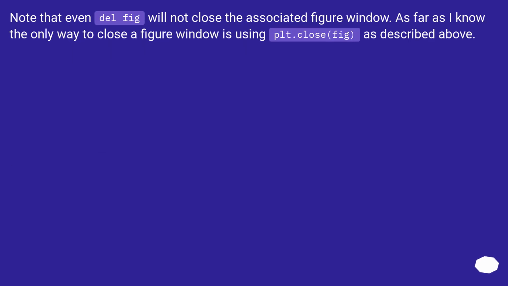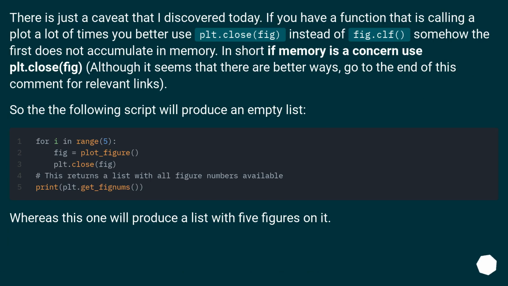Note that even del fig will not close the associated figure window. As far as I know, the only way to close a figure window is using plt.close(fig) as described above. There is just a caveat that I discovered today. If you have a function that is calling a plot a lot of times, you better use plt.close(fig) instead of fig.clf. Somehow the first does not accumulate in memory. In short, if memory is a concern, use plt.close(fig).